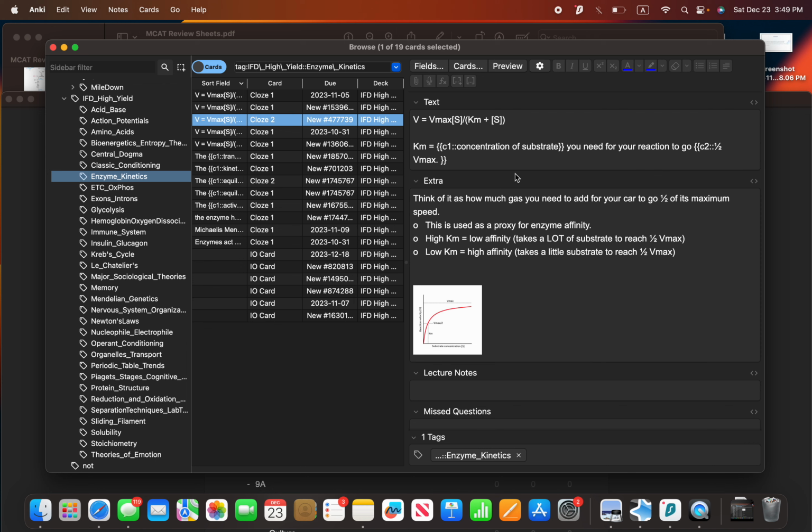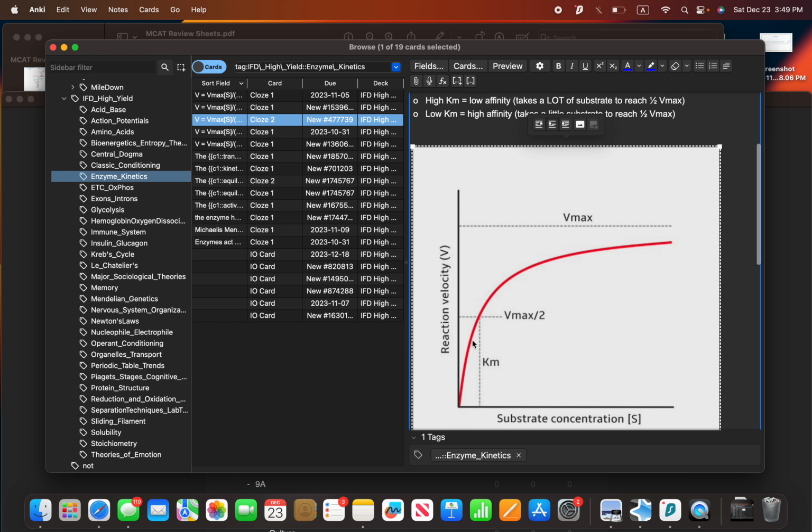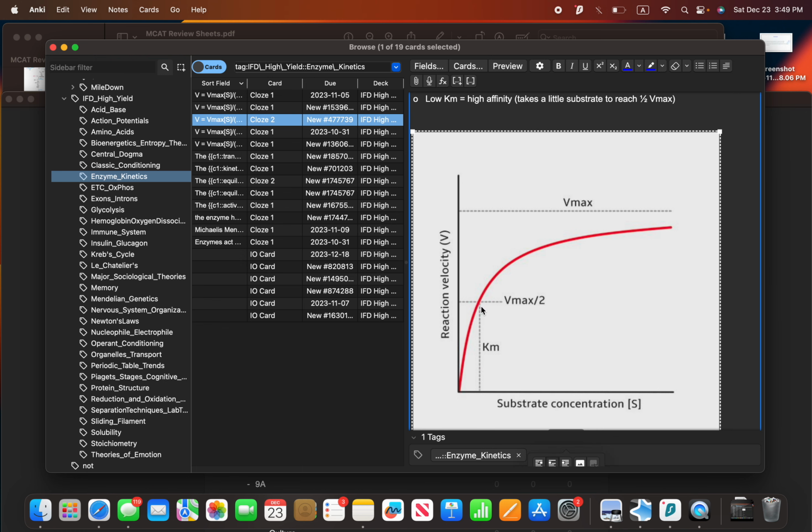So the whole point of Km is to describe the affinity of the enzyme to that substrate. You want to see how attracted, for example, insulin is to glucose, right? The more affinity it has, the lower the Km. What does lower Km mean? This is the amount of Km. It is the substrate concentration at Vmax half, right?